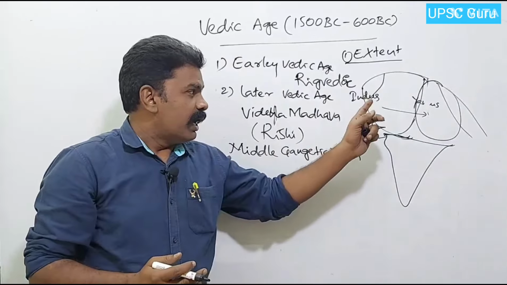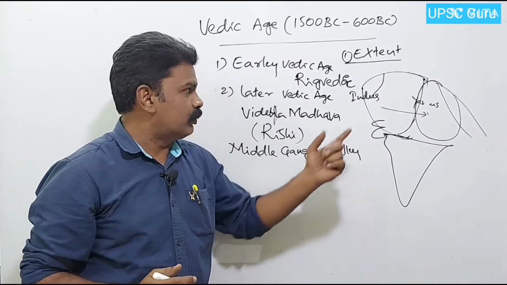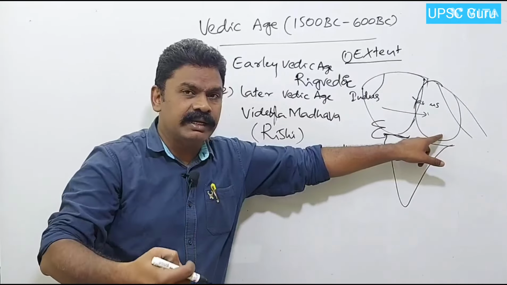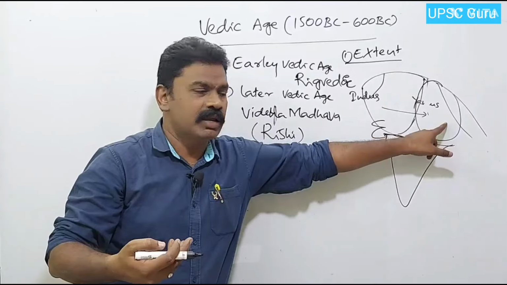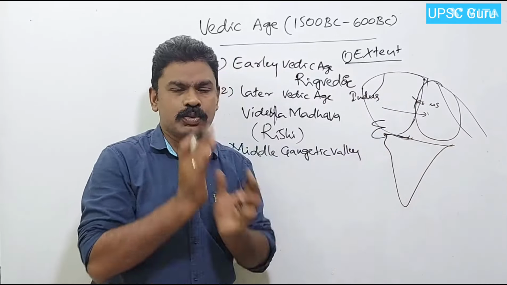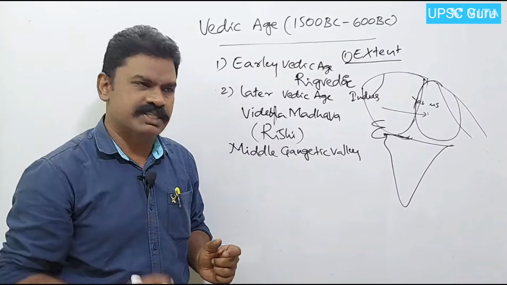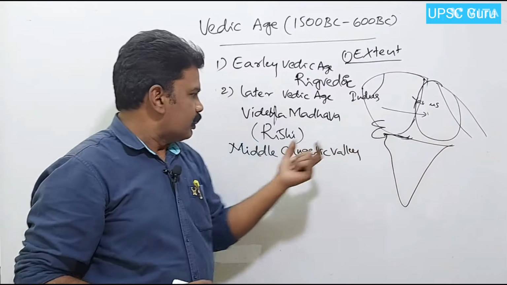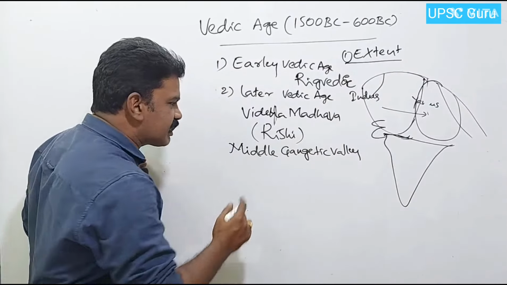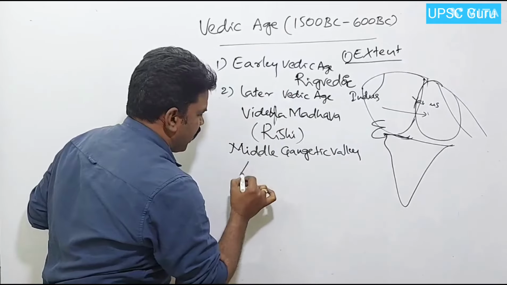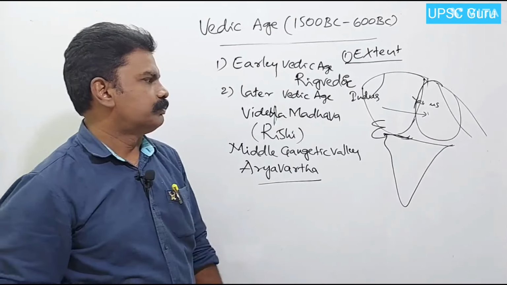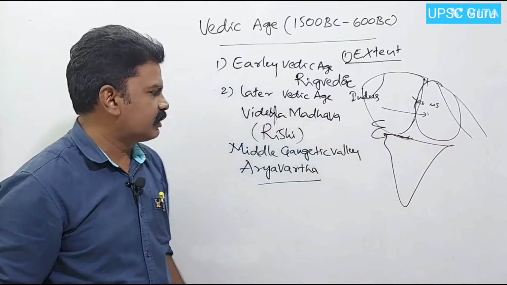And also, as we already discussed in the last videos, whenever we go from west to east, rainfall increases, and the fertility of the land also increases. That's why humankind always moved from west to east. So later Vedic people settled at the Middle Gangetic Valley. This Middle Gangetic Valley is called Aryavarta. From Brahmavarta to Aryavarta, this area is called Aryavarta.